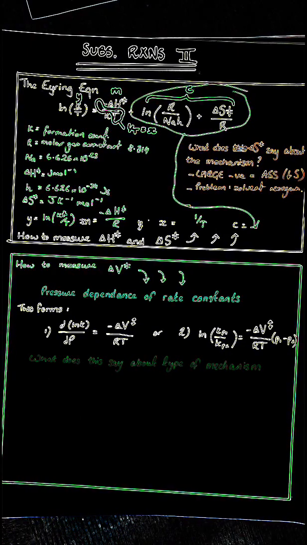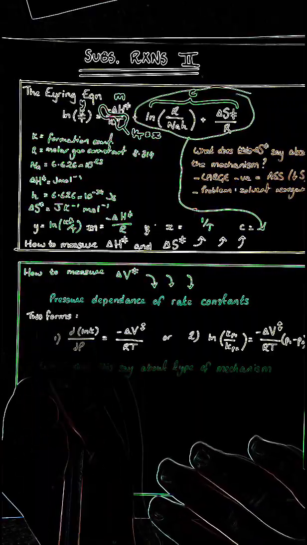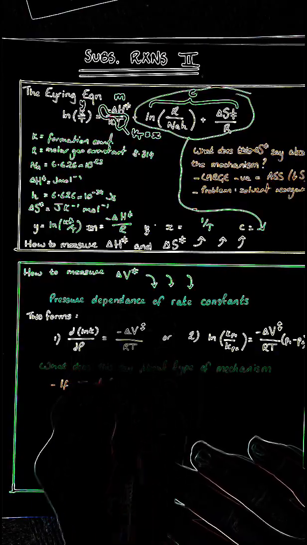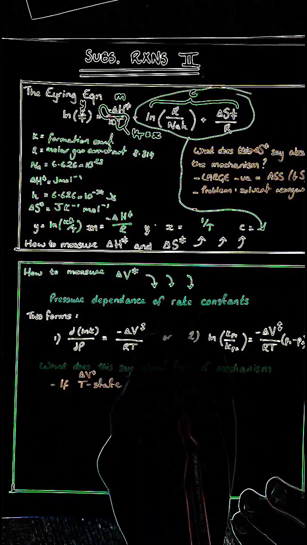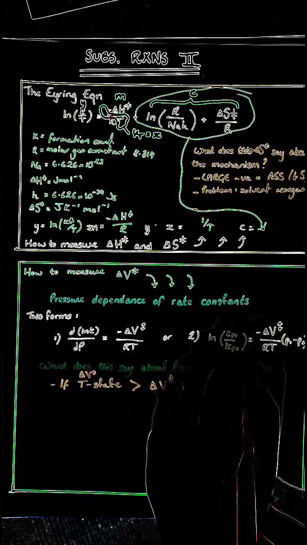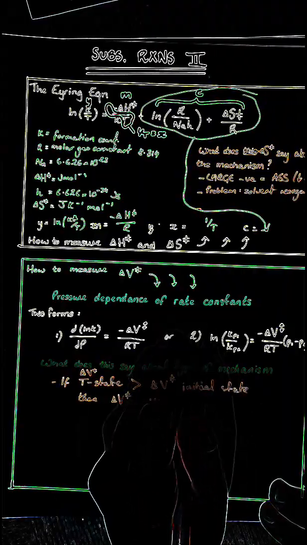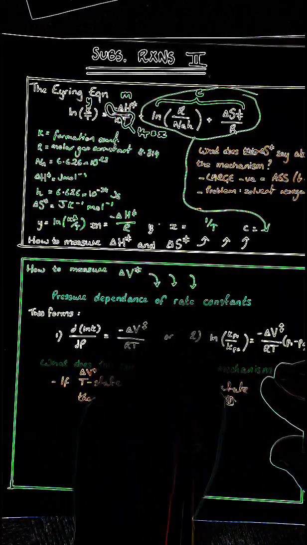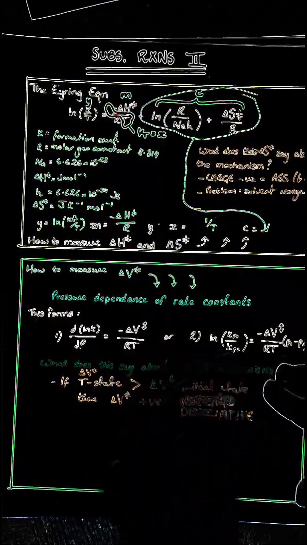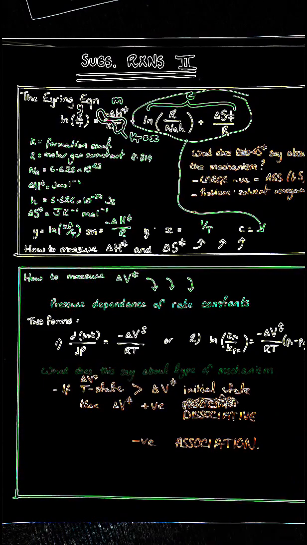The next one is pressure dependence of rate constants, which determines the volume of activation. If the transition state has a greater volume than the initial state, then the volume of activation is positive and it's dissociative. And if it's negative, it's associative, which is the other way around than you would expect, but I'm just going to remember it like that. Right, okay, that's it. That's all the equations you need to know for substitution reactions.